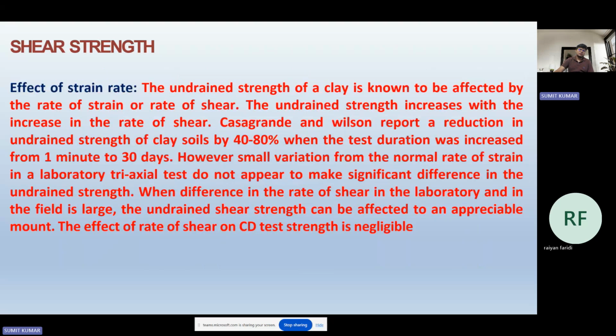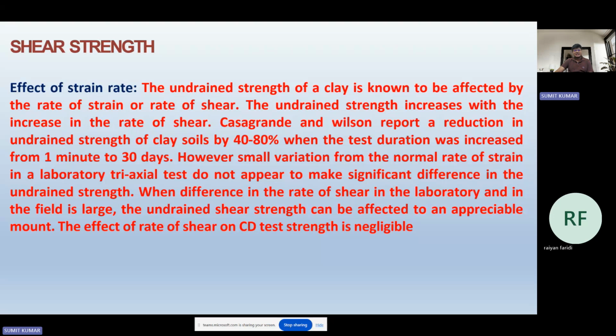Now talking about the effect of the rate of strain, which is shown in the previous slide, the undrained strength of clay is known to be affected by the rate of strain or the rate of shear. The undrained strength increases with the increase in the rate of shear.